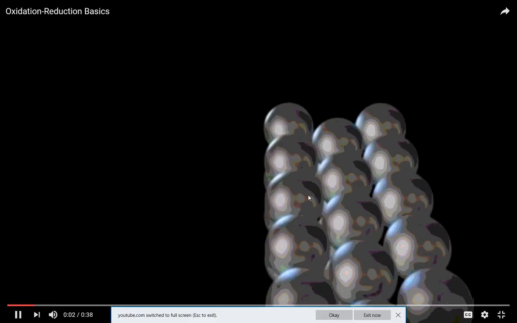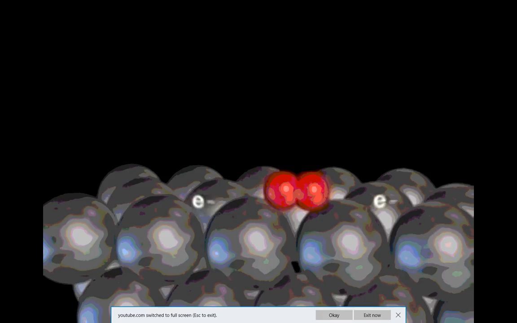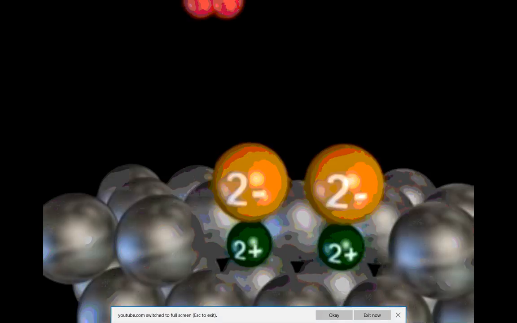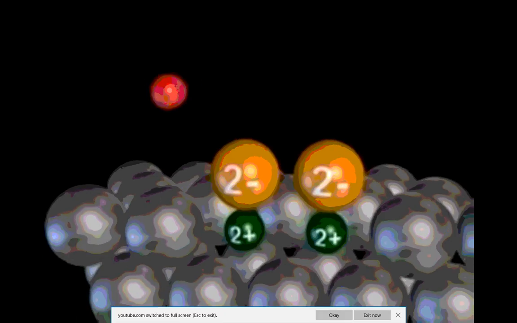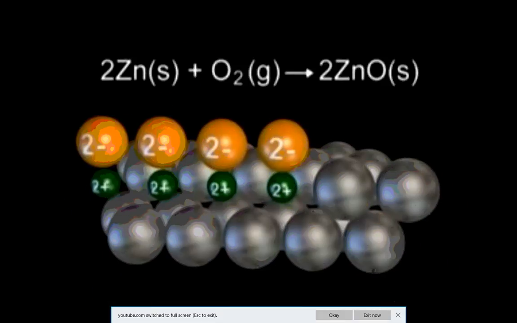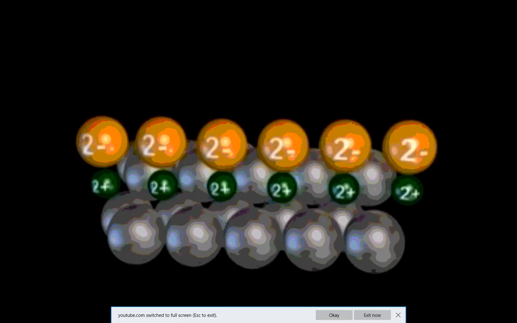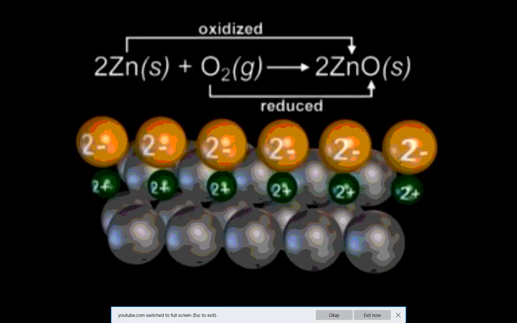When zinc metal is exposed to oxygen at high temperature, it reacts to form zinc oxide. Electrons are transferred from zinc to oxygen, creating oxide ions at the surface and zinc ions. We say that zinc has been oxidized. The oxidation of zinc by molecular oxygen is an example of an oxidation-reduction reaction. More generally, oxidation corresponds to a loss of electrons. Zinc is oxidized because it loses electrons to the oxygen.